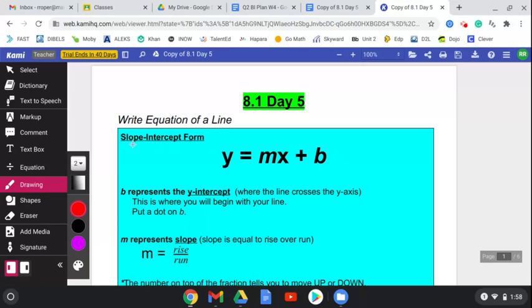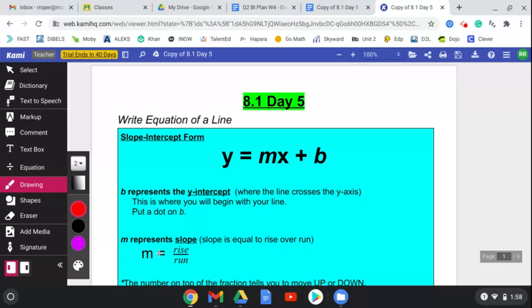So here, first, let's remind ourselves of slope-intercept form. Slope-intercept form looks like this. y = mx + b, where b is the y-intercept. That means it's where the line crosses the y-axis. And m represents the slope. The slope is equal to what we could say rise over run, or the vertical change over the horizontal change.